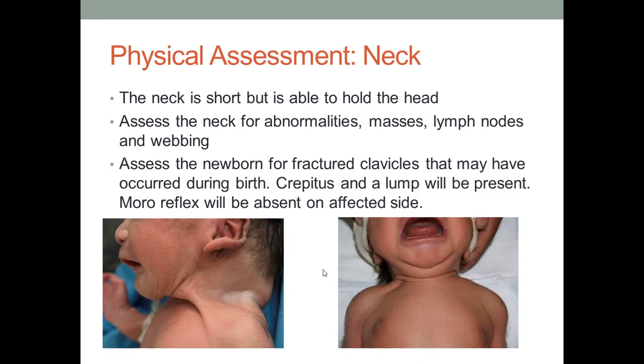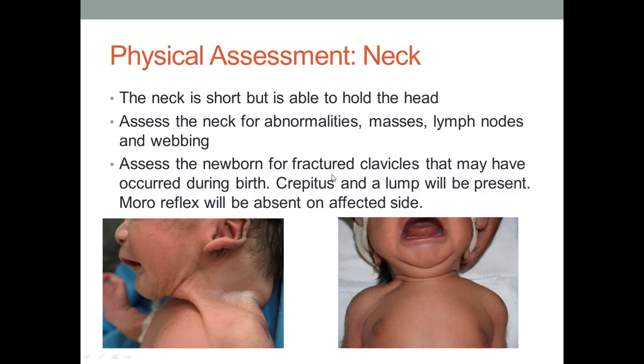When babies do their Moro startle reflex, it's not going to be there on this side. So if you can kind of see here, there's a little bit of a lump, and it's not symmetrical to the other side. Fractured clavicles are actually more common than you would think in labor and delivery. It's just that baby is trying to get through the birth canal, and sometimes the birth canal isn't big enough, so it squishes the baby a little too hard.